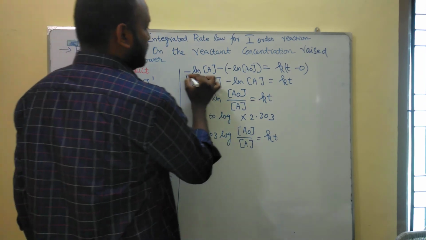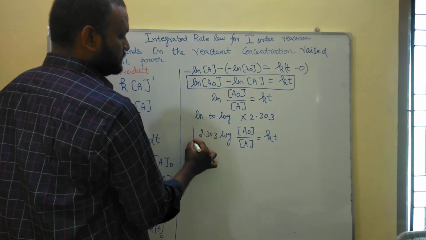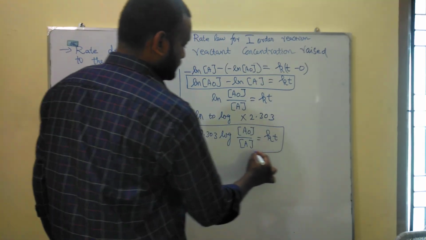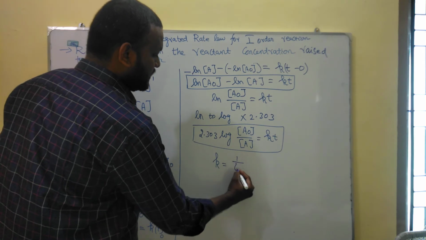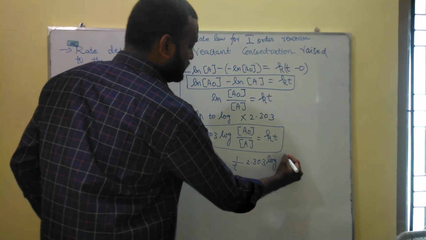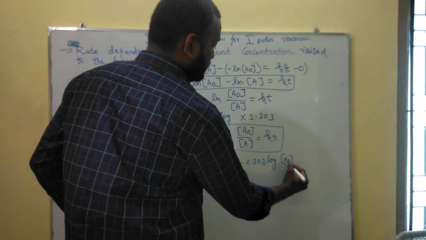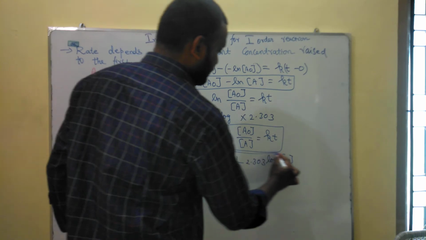So this is our rate equation, and this is one form. Or we have the rate constant k is equal to 1 by t, 2.303 log A0 by A. We have this equation.